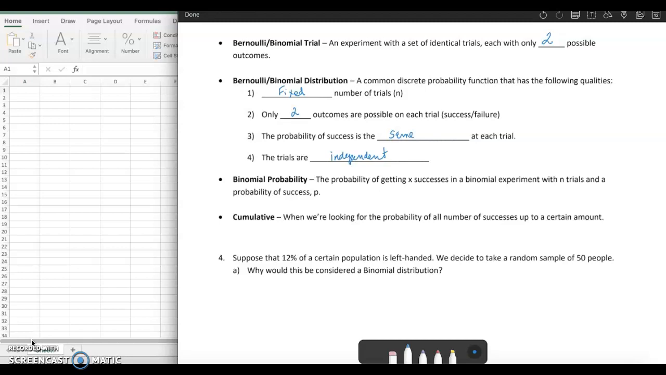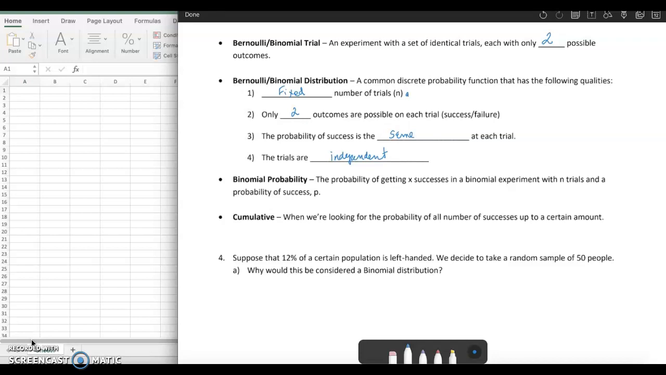You're going to have to give it how many trials are we performing, because remember, there's a fixed number of them. What is the probability of success for each trial? And how many successes specifically are we looking for? Like how many out of how many trials?